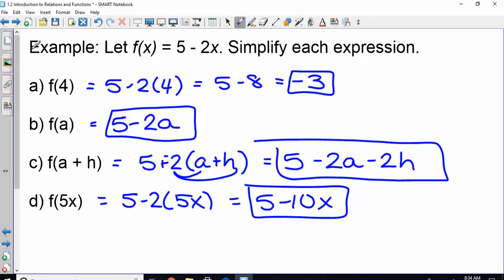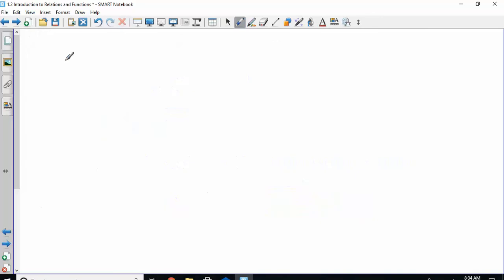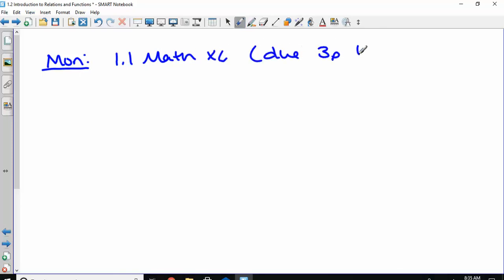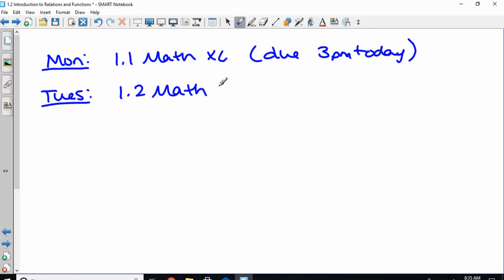So this is the end of our section. Just to recap, yesterday I did section 1.1, so you have that Math Excel. It's due at 3 p.m. today. Okay, after that you can still work on it, but it will deduct late credit. Today there is a 1.2 Math Excel. I think yesterday's was like 6 questions. I think today it's like 10. This is due at 3 p.m. tomorrow.